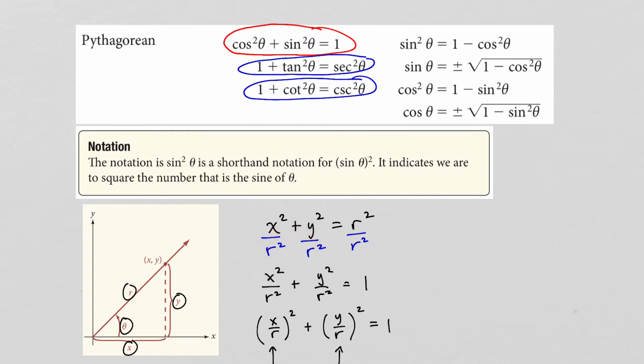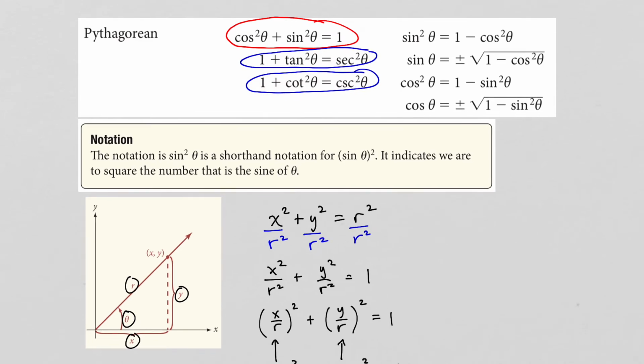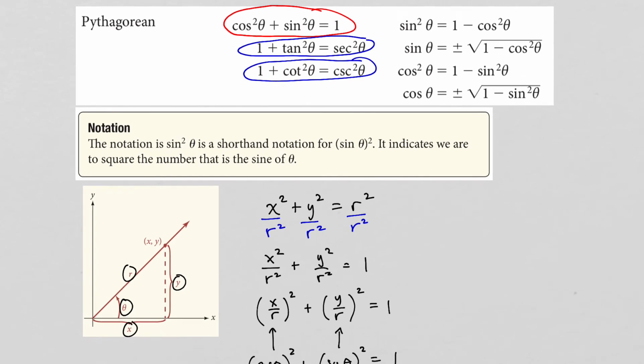And when you divide by x squared, you would get this identity. And when you divide by y squared, you would get this identity. So I won't do that here just because the argument is exactly similar to that. But I just thought it would be worth mentioning that you could prove all of those in the same way.